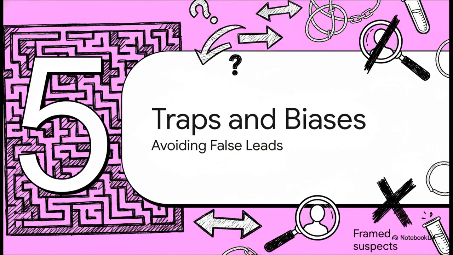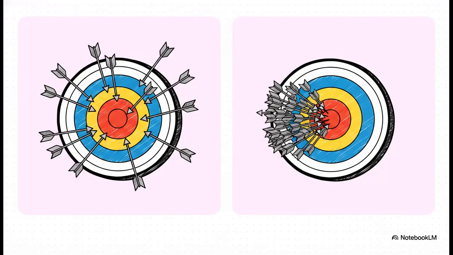But it's not always smooth sailing, which brings us to Section 5, Traps, Errors, and Biases. The path to solving a medical mystery is filled with false leads. Investigators have to perfectly differentiate between two types of errors here. First is random error. These are just natural fluctuations due to sampling variability. It's frustrating, sure, but you can usually fix it just by increasing your sample size.